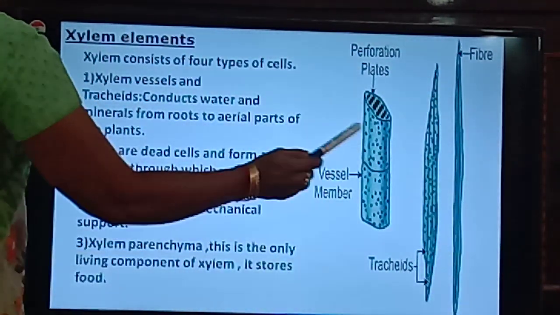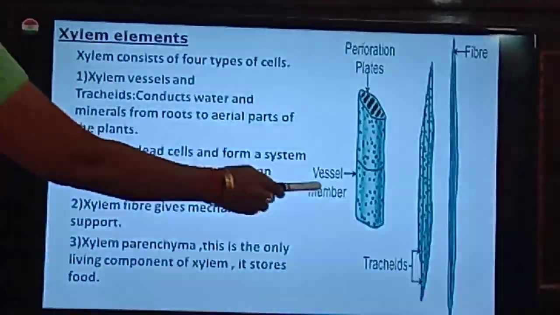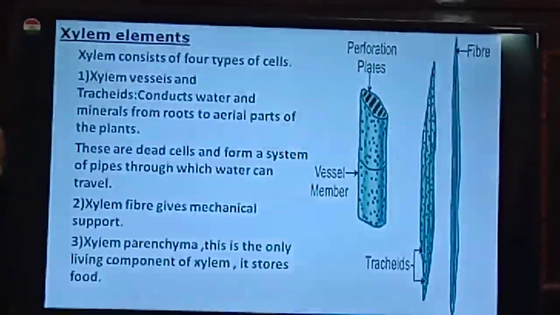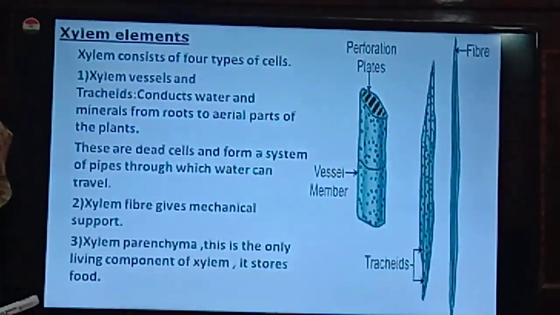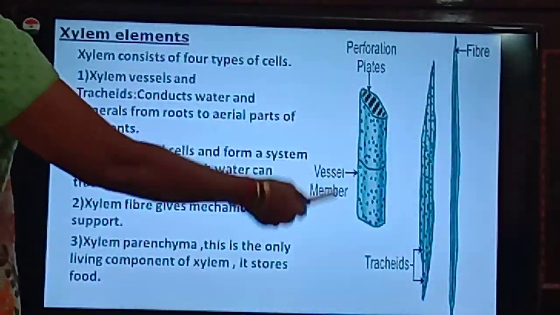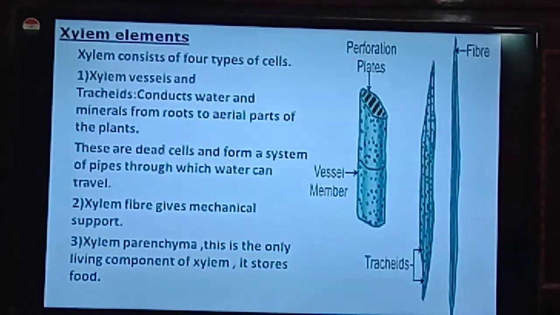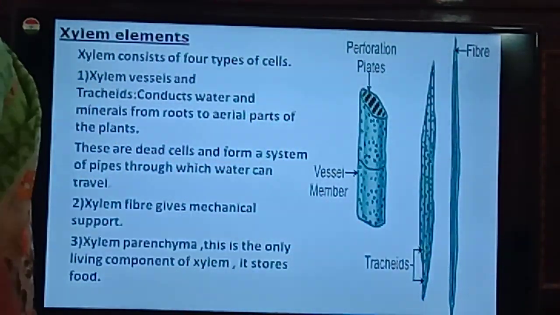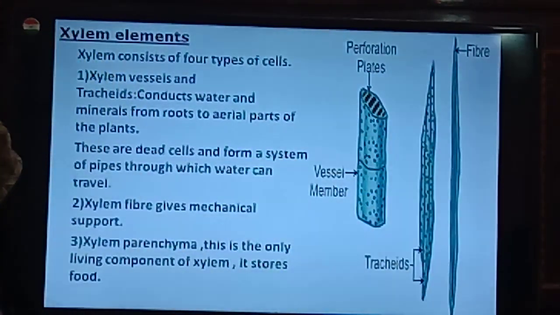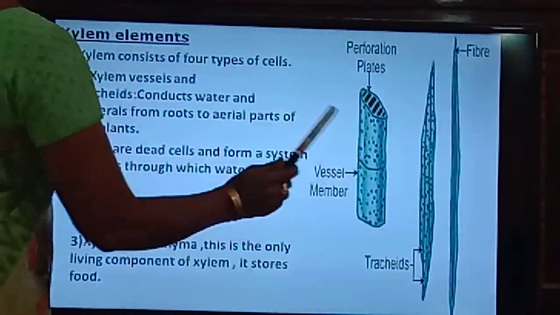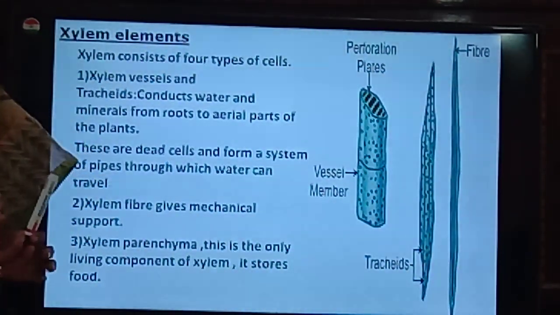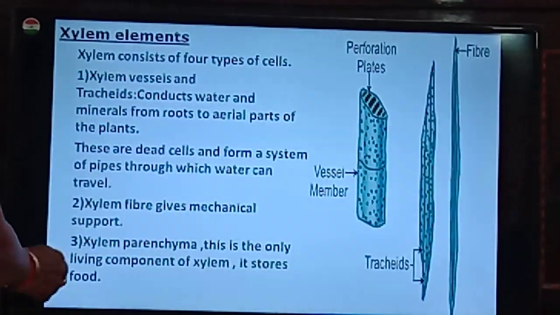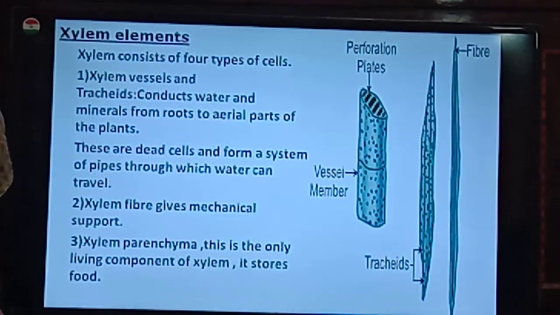And these are dead cells. The walls of these cells are made up of cellulose, and these are impregnated with lignin. This lignin is a very hard substance, so that gives strength and support to these tissues. Then coming to xylem fibers, they just give mechanical strength. And what about xylem parenchyma? Parenchyma stores food, isn't it? So here also xylem parenchyma helps in storing food material.